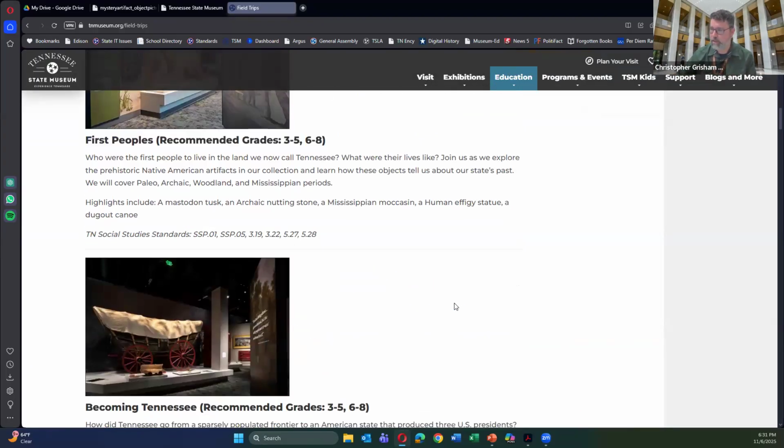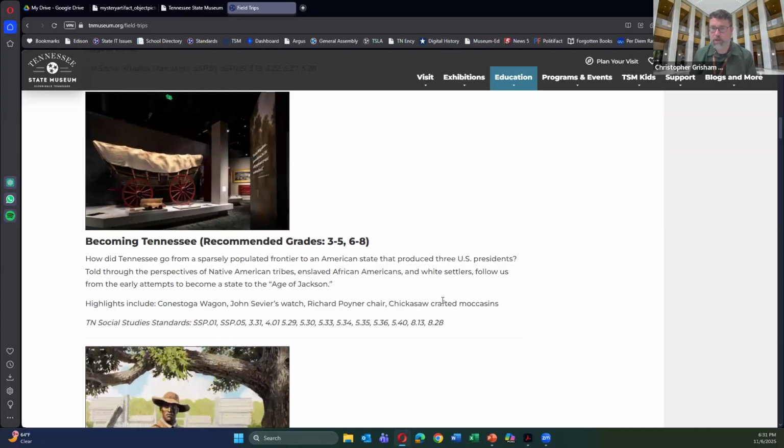So we definitely have lots of ways that we are trying to help you interact with objects, and we would be more than happy if you use these. They're all free, by the way.